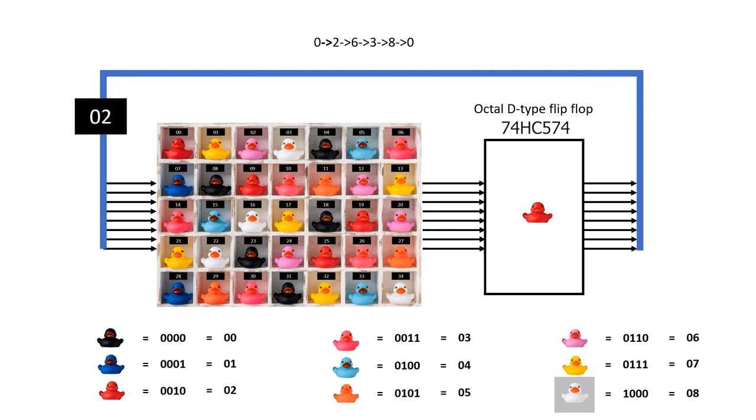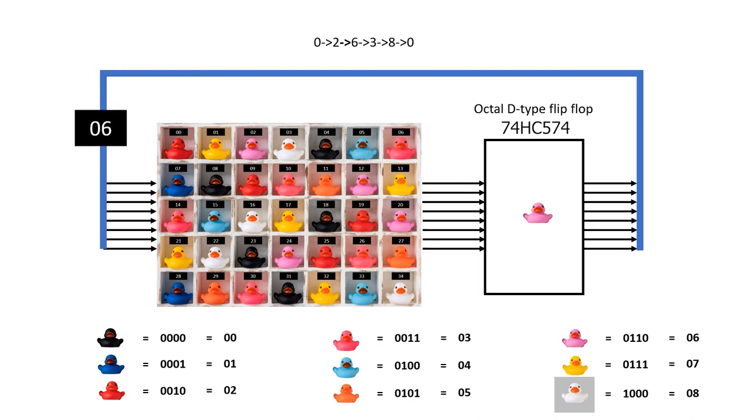The number 2 feeds back into the address lines of the EEPROM. We look up pigeonhole number 2, and see a light pink duck. This is equivalent to a 6. The 6 is output to the flip-flops and it gets stored. Then this feeds back in the next cycle.